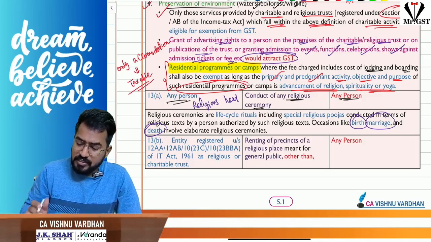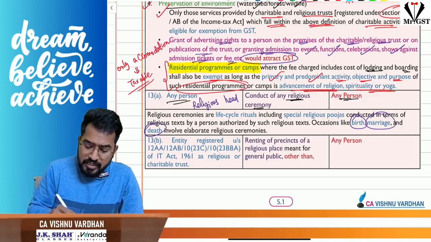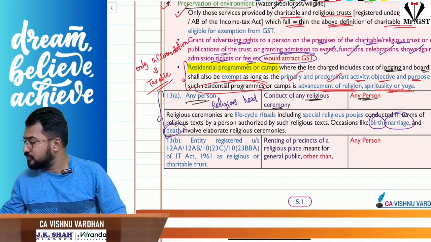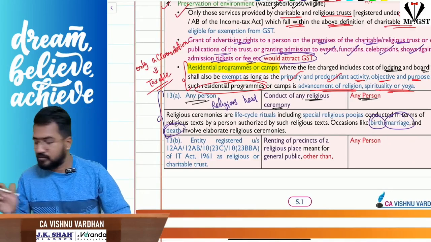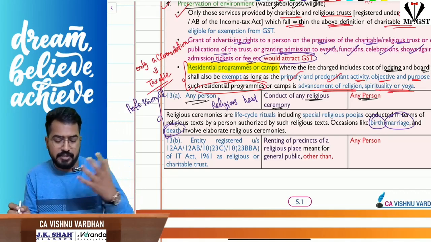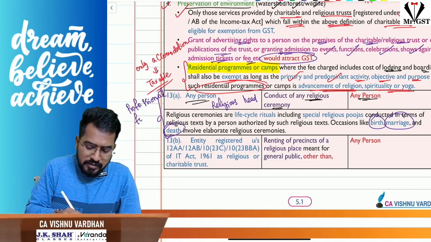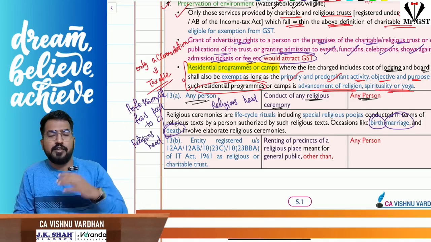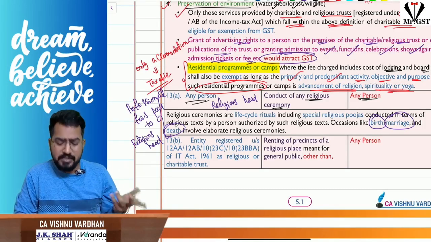Okay, so we can say the professional fees paid to the religious head. I don't know in your language what you call that. In our language, we call it dakshana. So professional fees paid to the religious head. Okay, so that is the point. So that is exempt under GST.